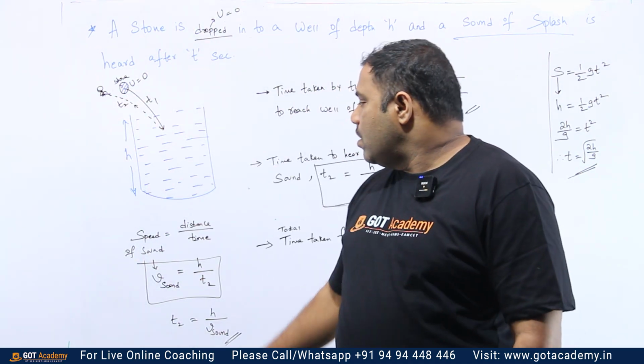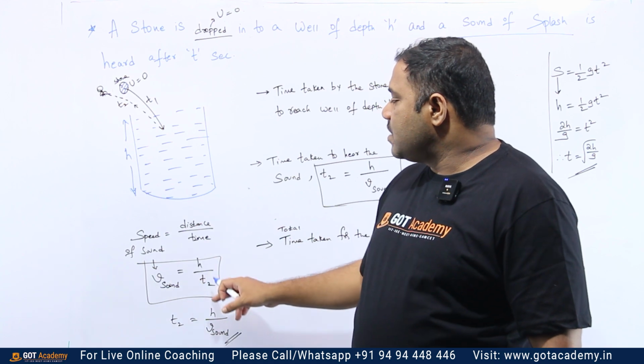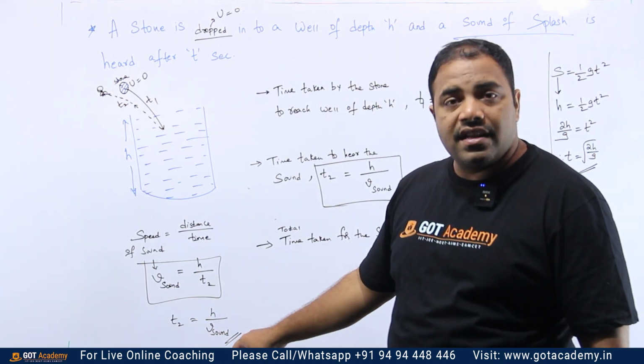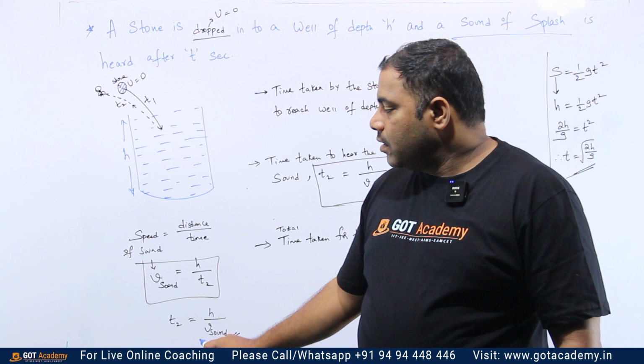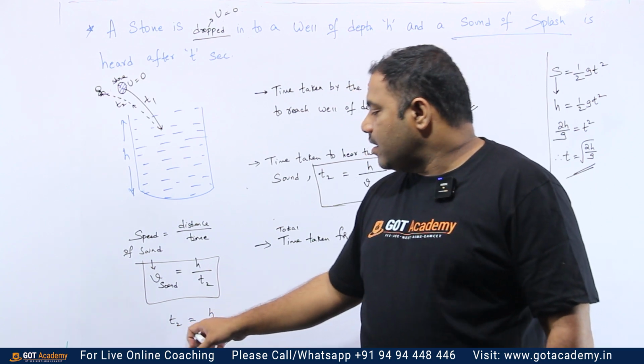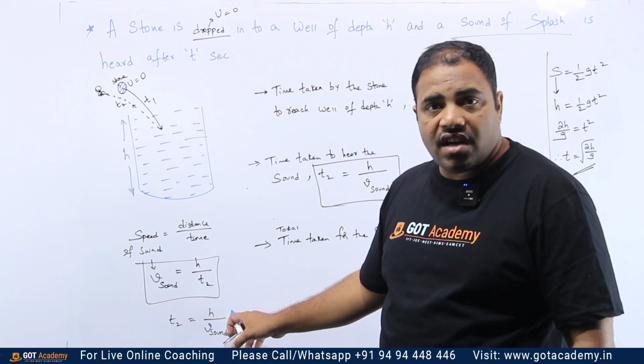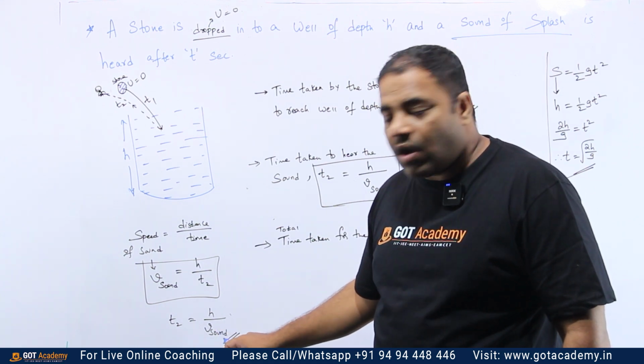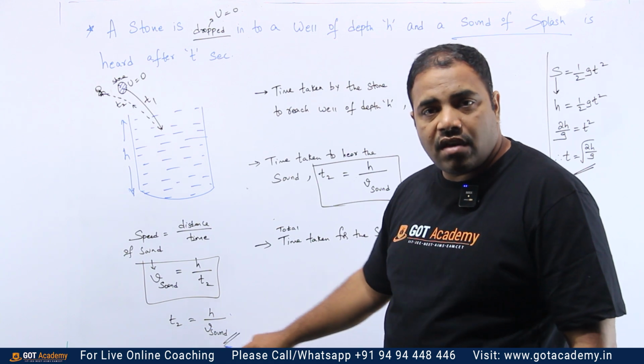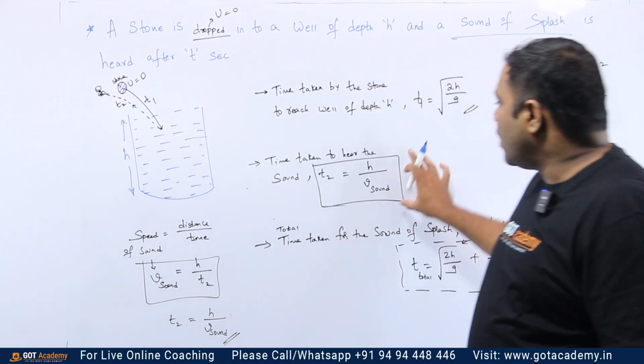Clear? Now, as for this concept, speed is equal to distance by time, and time is equal to distance by speed. So the distance here is h. So the time taken is distance by speed. So T2 is equal to h by v sound, where v sound stands for the speed of sound. So this time I have calculated.